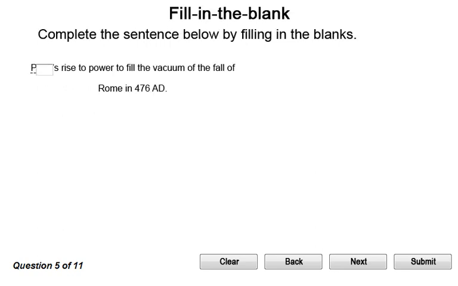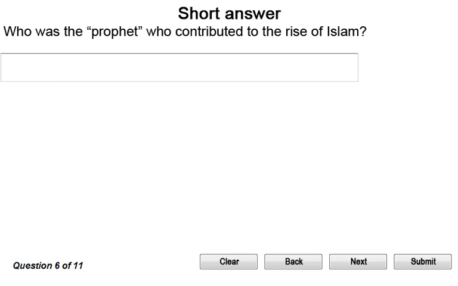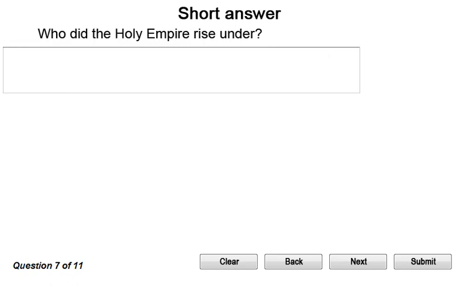We want to complete the following sentence, fill in the blank. The Pope's rise to power to fill the vacuum of the fall of what? It was the fall of Rome in 476 AD. Because of the political power falling, the Pope was able to fill in the vacuum. Who was the prophet who contributed to the rise of Islam? That would be Muhammad. A short answer. Who did the Holy Roman Empire rise under? That would be Charlemagne or Charles the Great.